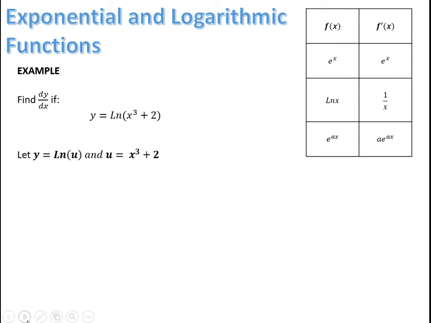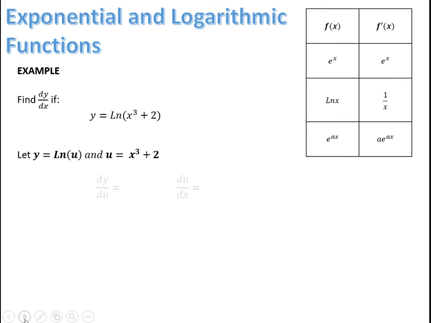So again, same idea as before. You can work this backwards. We've got this x cubed plus 2. That's our first function, the first thing that we're doing. We're going to call that u. And then we're going to take that u function and find the ln of that function. So y equals ln u, where u equals x cubed plus 2. So we split it up for ourselves and made it much easier in terms of the derivative.